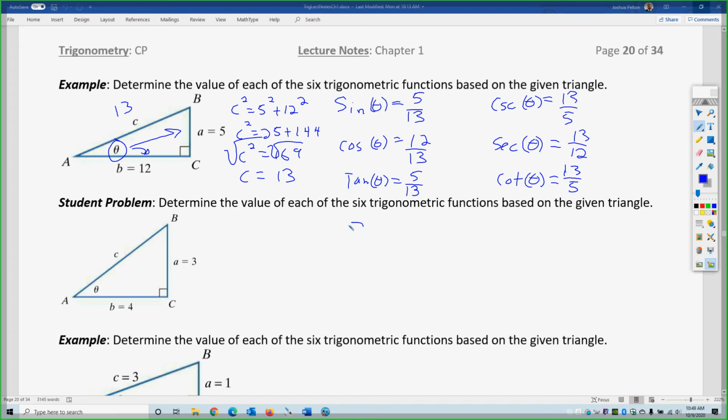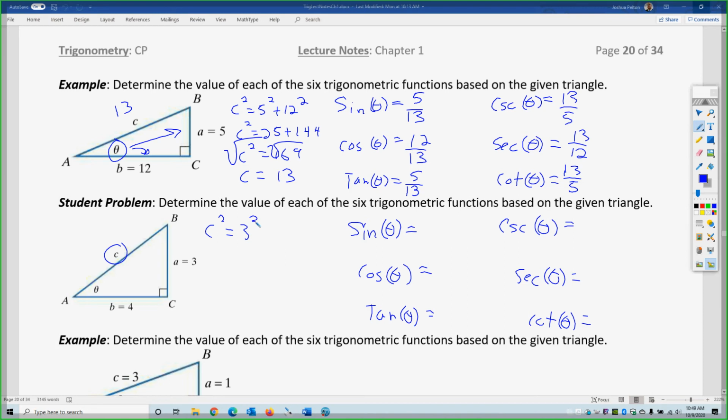Alright, so the student problem, we want the same trig functions. And again, we're missing the hypotenuse, so we need c squared equals 3 squared plus 4 squared. So c squared equals 9 plus 16, or c squared equals 25. So if I square root, I'll get plus or minus 5, but we only need the positive one in this case. So c is 5.